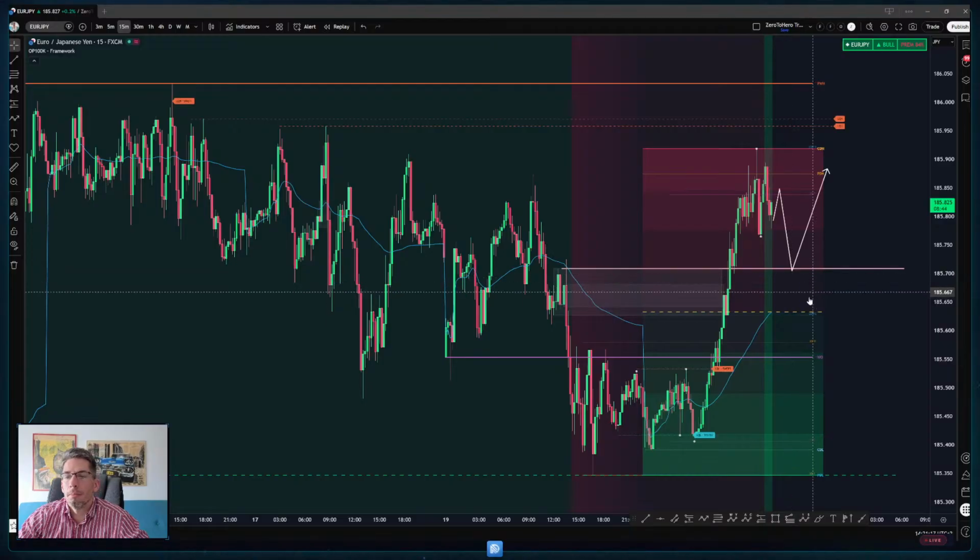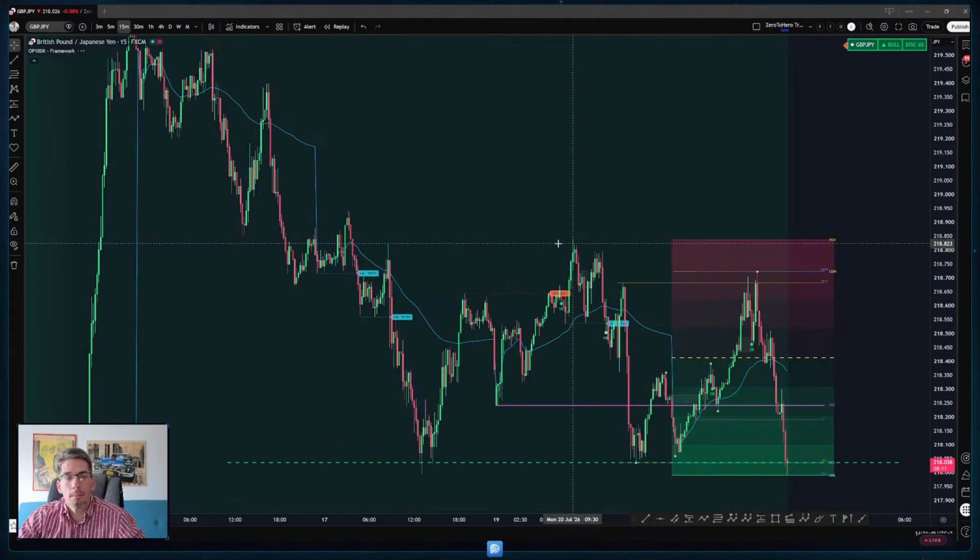I believe that if markets find the buyers there, we can easily try to get into a long position towards these liquidities, like around 185.95 to 186 area, and we can create decent risk reward. While if you buy now, you need to put your stop loss down here, and you can't create good enough risk reward. So wait for the market to test your levels, and from there, plan your trades.